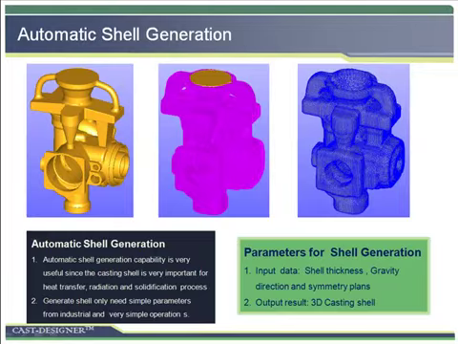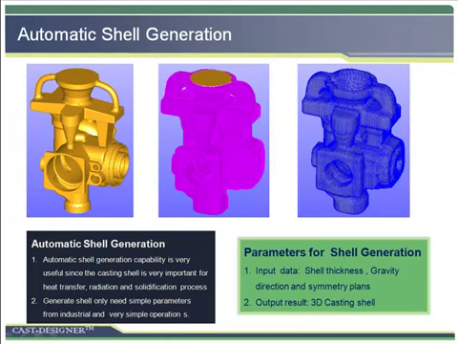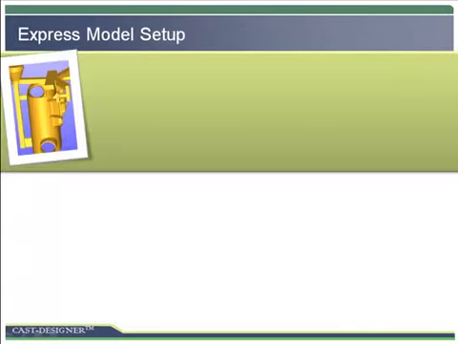Shell generation is also important for the investment casting process, since the casting shell is very important for heat transfer, radiation, and the solidification process. Shell generation is fully automatic in Cast Designer, and only needs some simple parameters from industry, such as shell thickness and gravity direction. If the analysis is a symmetry model, the shell generation can also be a symmetry model, to save model size. The shell mesh can be generated together with the casting part mesh.